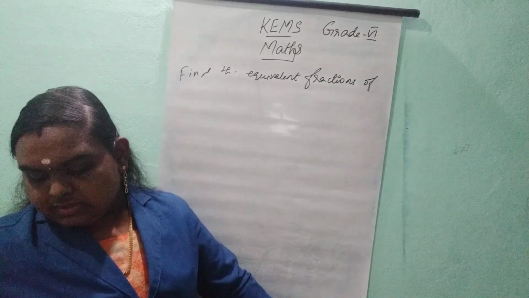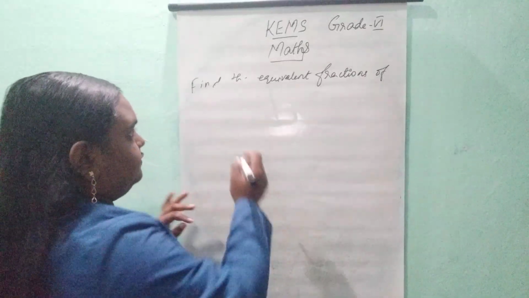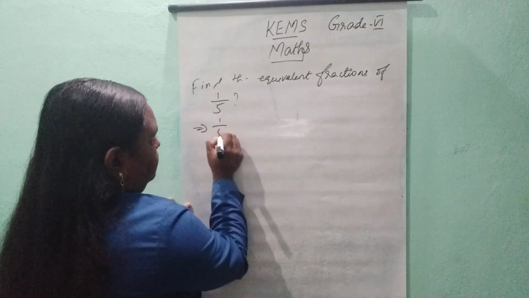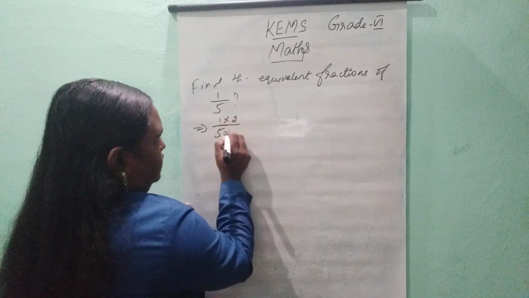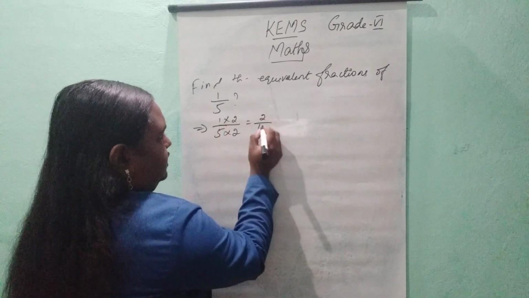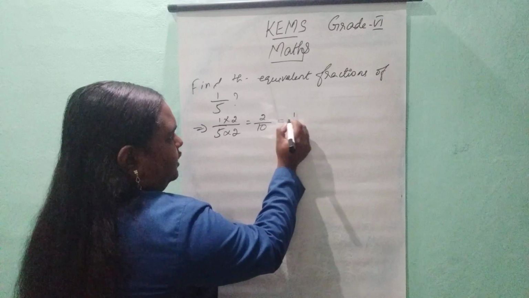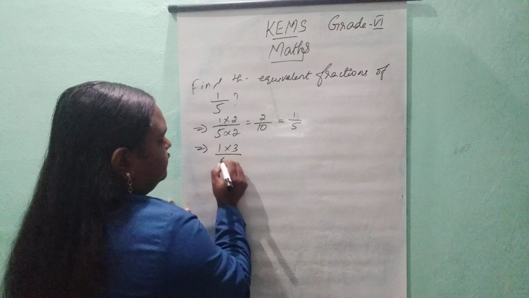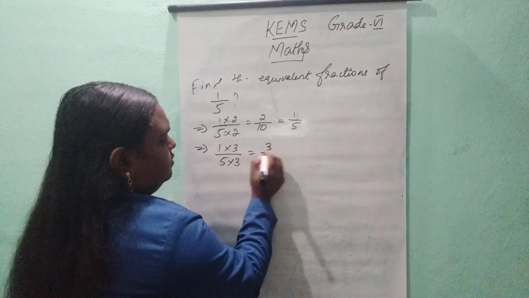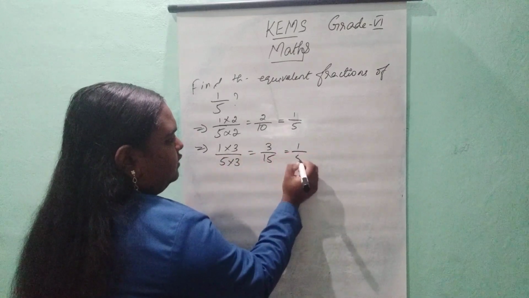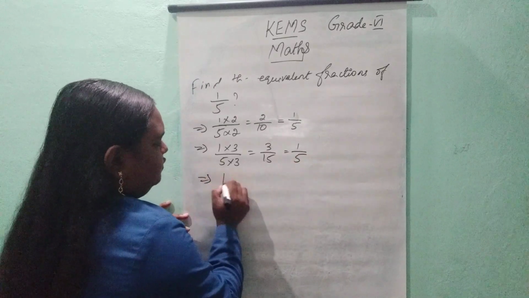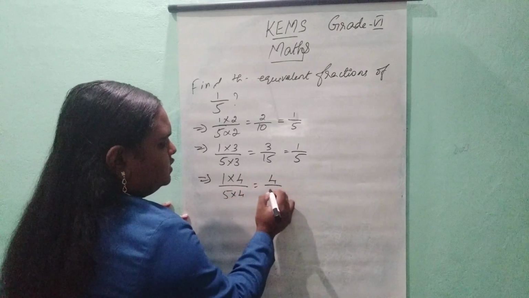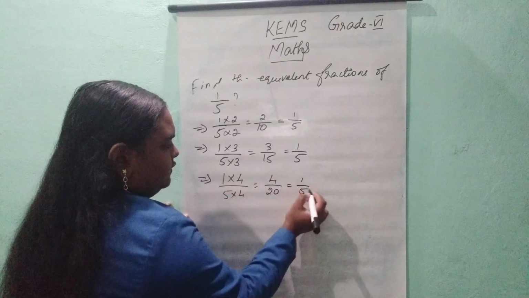Next one is equivalent fractions of 1 by 5. So you have to take 1 by 5, into 2 into 2. So 2 divided by 10 is equal to 1 by 5. Then 1 into 3 divided by 5 into 3. So 3 by 15, 1 by 5. Then 1 into 4 by 5 into 4. 4 by 20 is equal to 1 by 5.